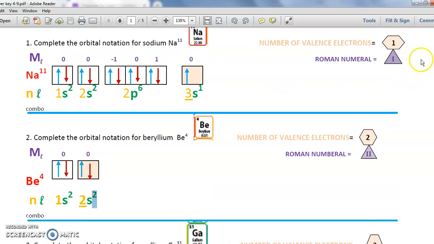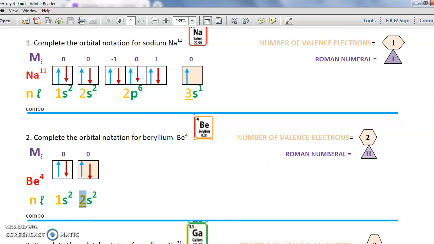So we look right up here. Some teachers might have you put the 2p with no arrows in it. 2 and 2 is 4. That is the atomic number of beryllium, which is also the number of electrons a neutral beryllium atom will have. So how many valence electrons are there? My biggest number here is a 2. So there's 2 valence electrons.